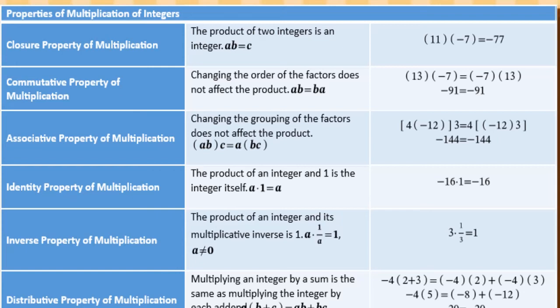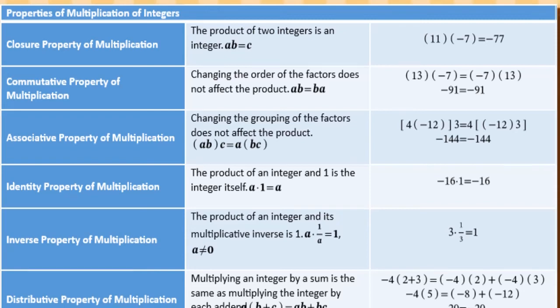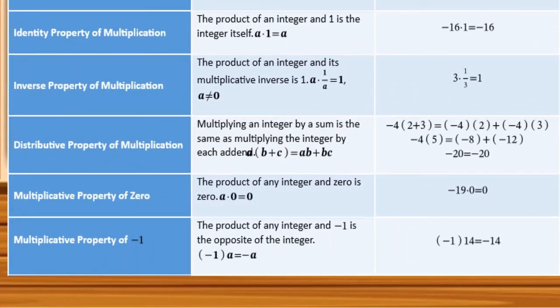Identity property of multiplication. The product of an integer and 1 is the integer itself. A times 1 is equal to A. Inverse property of multiplication. The product of an integer and its multiplicative inverse is 1. A times 1 over A is equal to 1, where A is not equal to 0. Distributive property of multiplication. Multiplying an integer by a sum is the same as multiplying the integer by each addend. A times the quantity of B plus C is equal to AB plus AC.